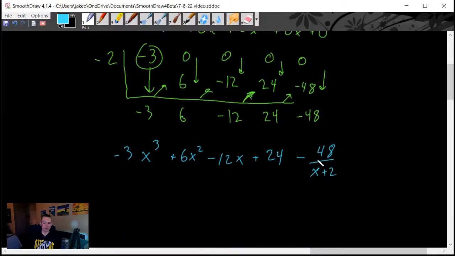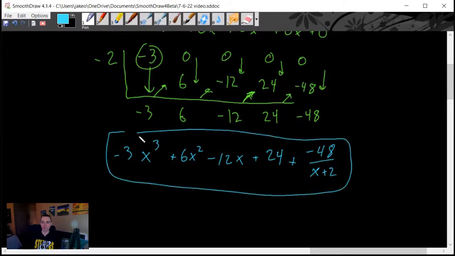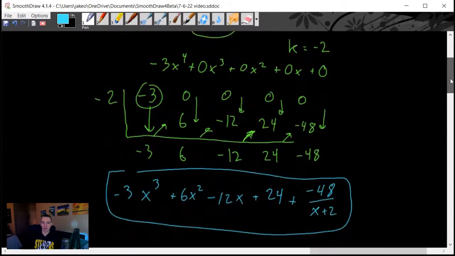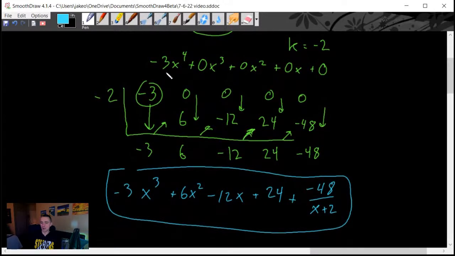Another way we could write this, if it helps make it a little easier for you to follow: negative 48 is our remainder, so we'll just put negative 48 as our numerator and then just say plus. So now this is the result of dividing negative 3x to the fourth by x plus 2. You end up with all this.